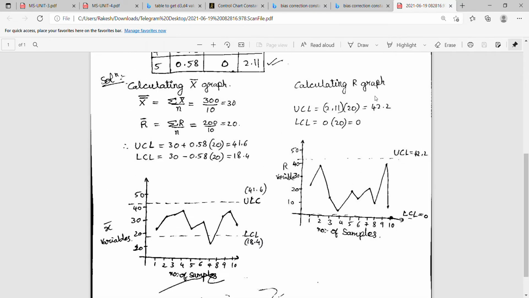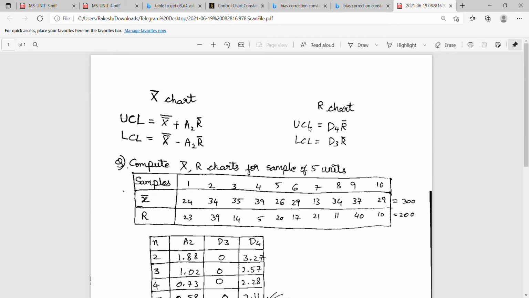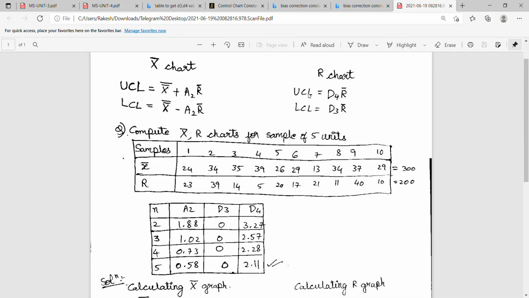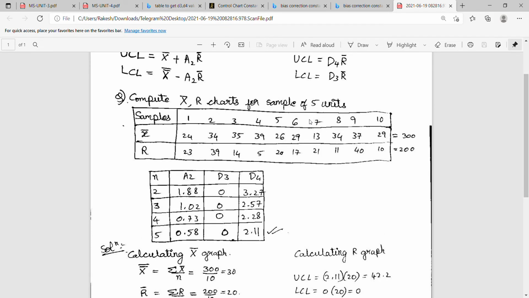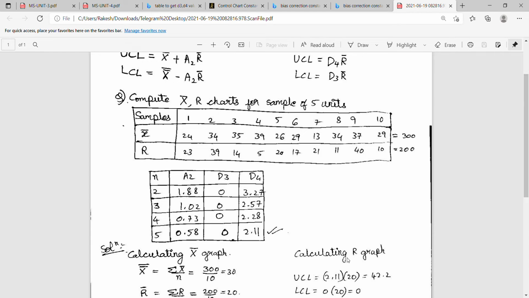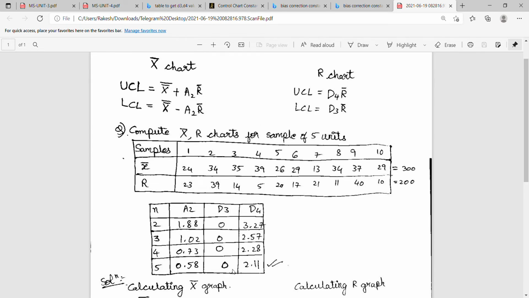Next, for calculating the R graph, the formula is that the upper control limit is D4 R bar and the lower control limit is D3 R bar. Given n is 5, D3 is 0 and D4 is 2.11. First calculate the upper control limit: D4 value 2.11 into R bar, which we calculated just now as 20. If you multiply this, we get 42.2. Coming to the lower control limit, D3 into R bar is 0 into 20, which is 0.